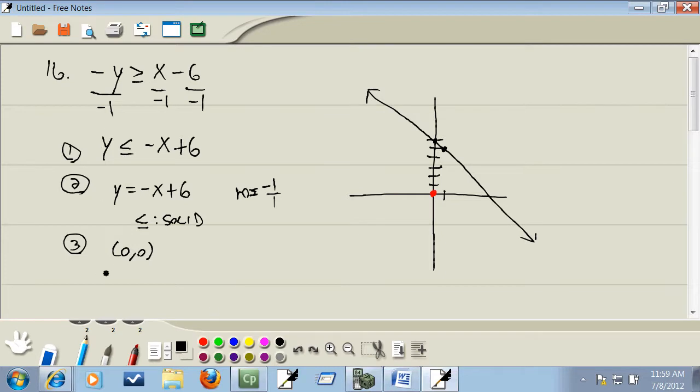So let's plug it into our inequality. And I'll probably do the one right here, since it's already solved for y. So I'll put 0 in for y, less than or equal to negative 0 plus 6. And this is more of a question mark at this point. We're wondering if that's true. Negative 0, that drops away, so we get 0 is less than or equal to 6, which is true. 0 is less than 6.